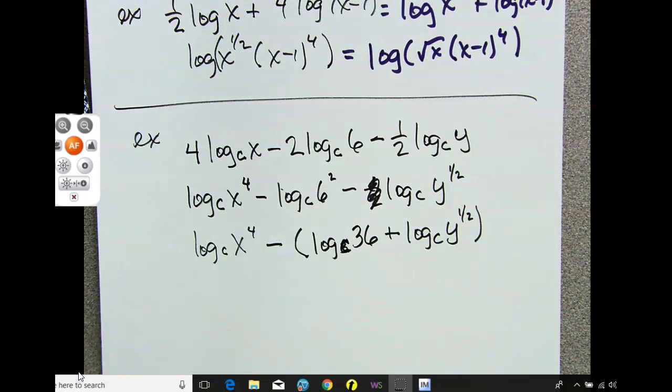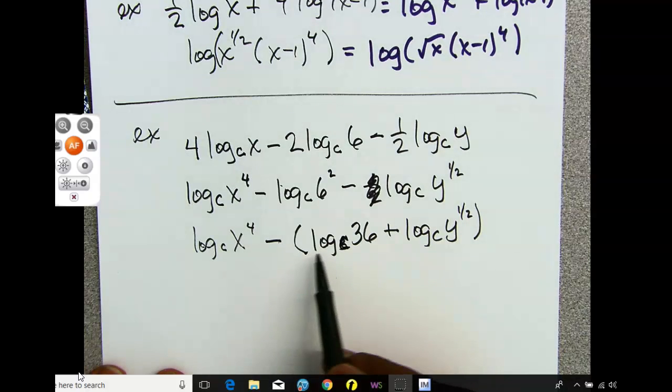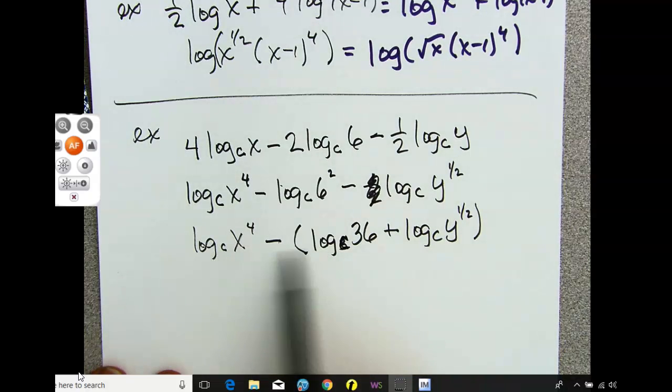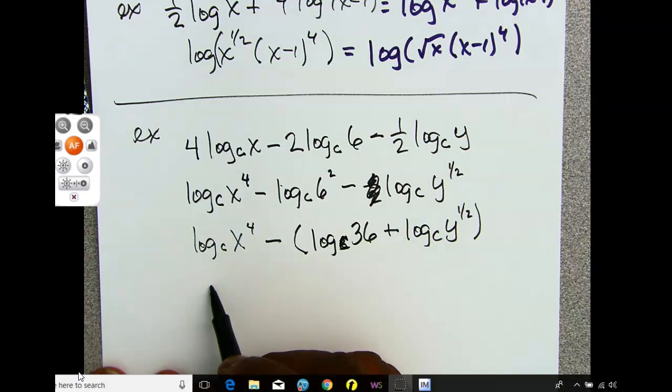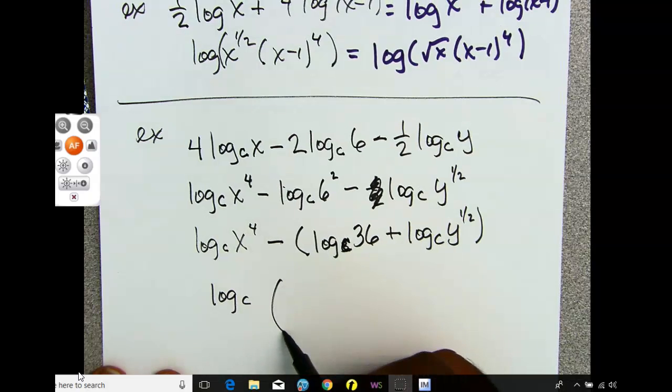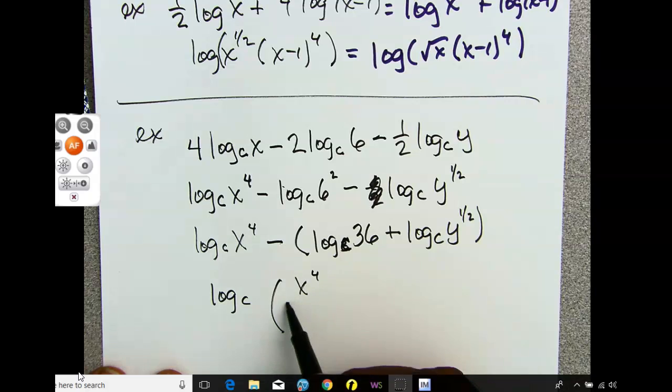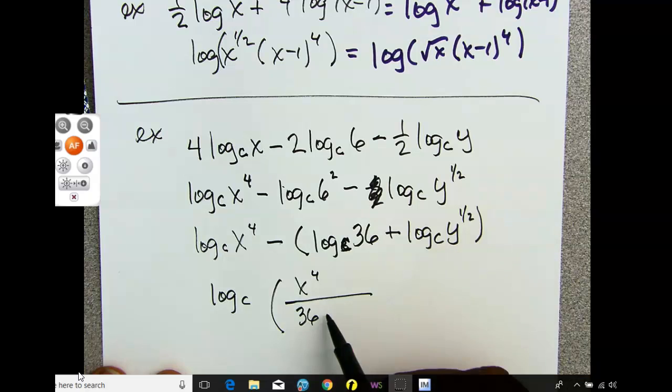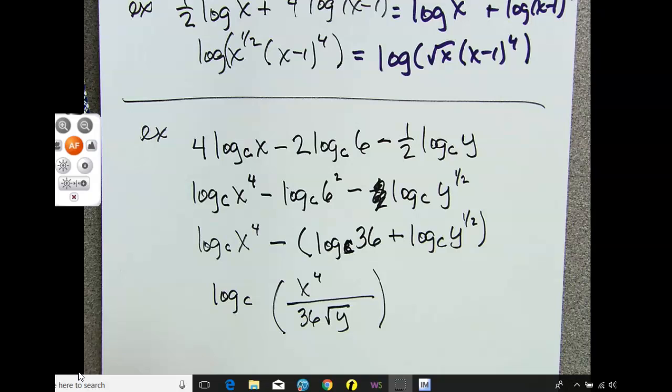So now this becomes, so here's my numerator, there's my denominator. So this would be log base c of x to the fourth divided by 36 times y to the 1/2, or 36 times the square root of y. So that would be our solution. Okay, let's go ahead and end with the change of base property.